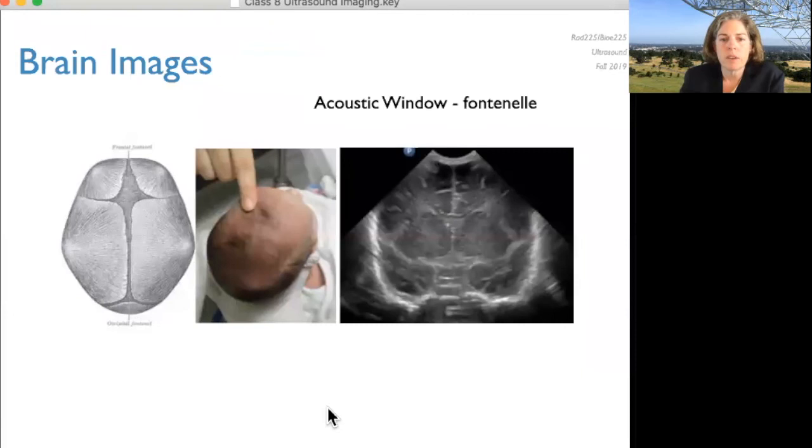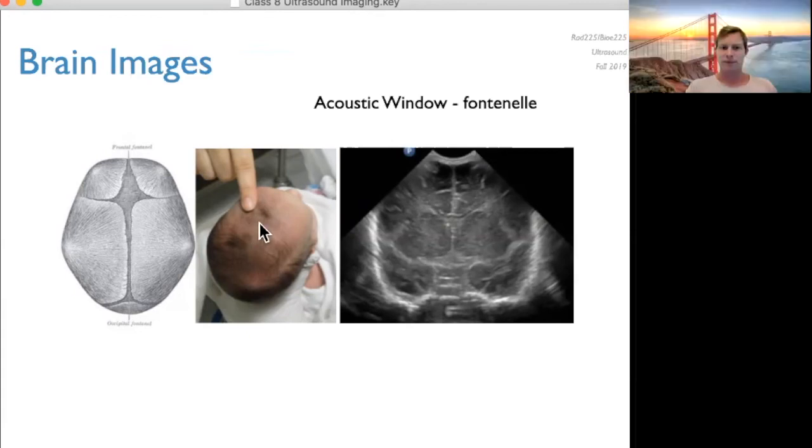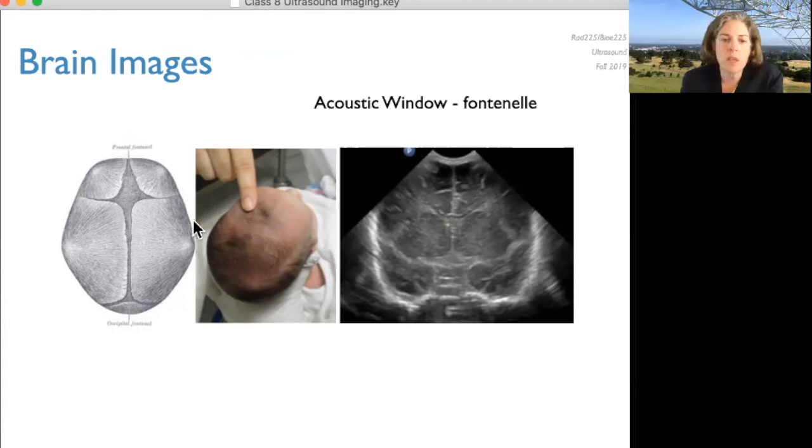Okay. So let's talk a little bit about brain images. This is not something that's done very commonly because we need an acoustic window. It turns out the newborn gives us an acoustic window because you can't image through the skull because the attenuation both ways is really high. The different plates in the skull in the newborn haven't fused yet, and there's this area here called the fontanelle, which is just soft tissue.